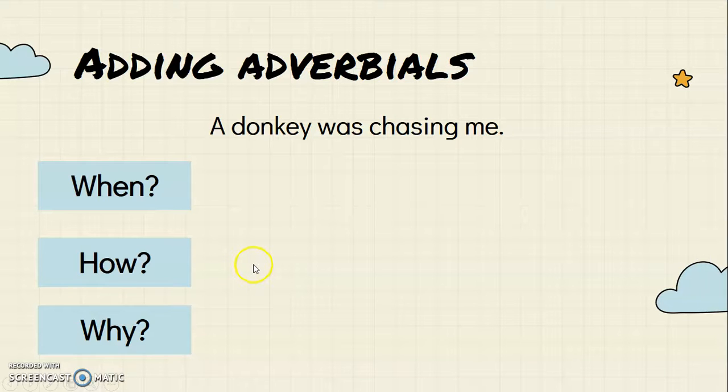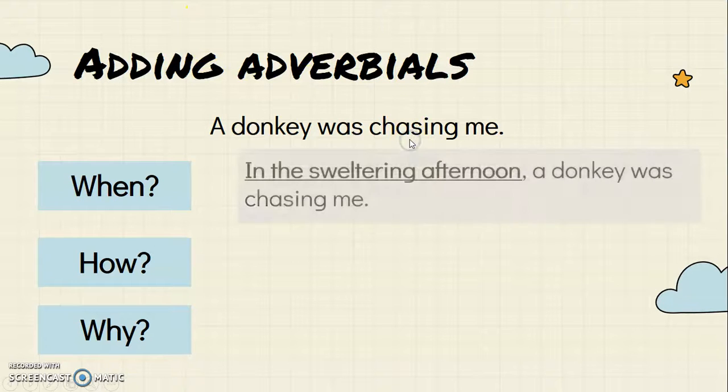Okay, let's take a look at the original sentence. A donkey was chasing me. This is a very simple sentence. We're going to add in adverbials to make it more interesting, to add the details. When? What's the time? Of course, you can add in one word. But in this case, we are going to add in a group of words. In the sweltering afternoon. When? During this afternoon. How was it like? Sweltering. A donkey was chasing after me.